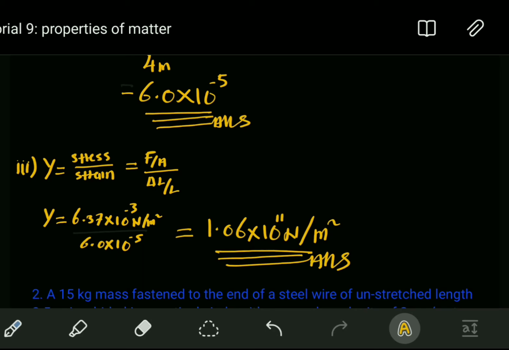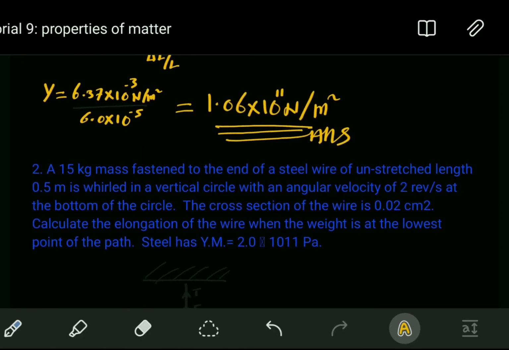Right, so this one was straightforward because we are simply using those formulas that we already know, and we substitute the values that were given in the question. Okay, so let's take a look at question 2 here.